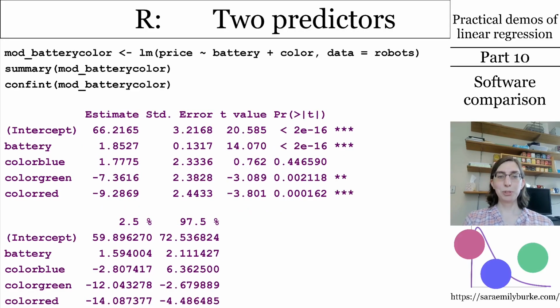Here's the version with 2 predictors, and we get a regression table where battery has its own slope, and then there are still 3 slopes representing the relationship between color and price, adjusting for battery, and we have confidence intervals for all of those estimated parameters.